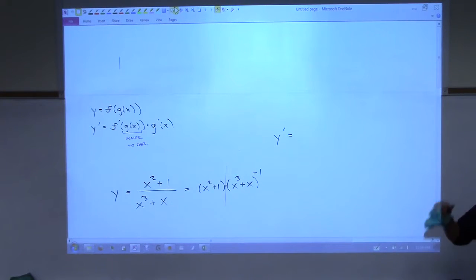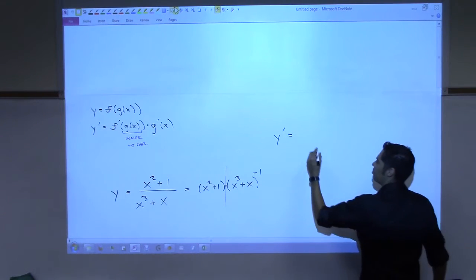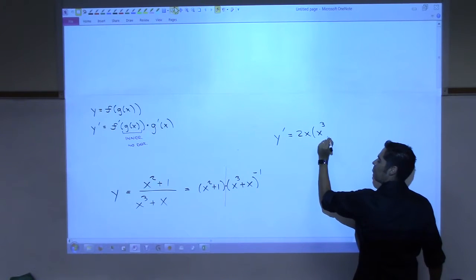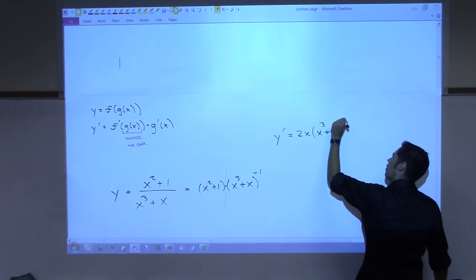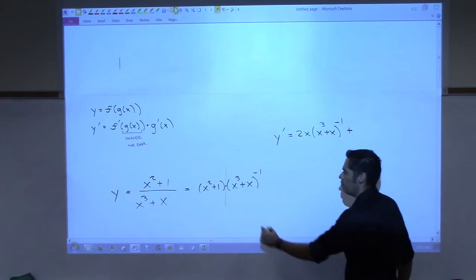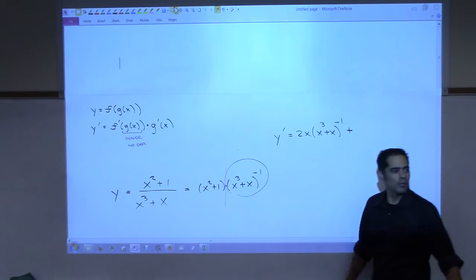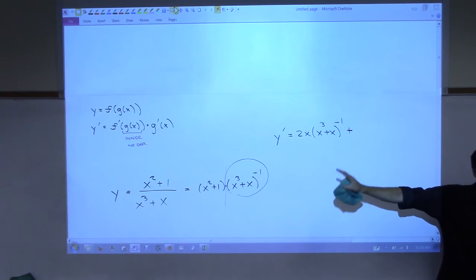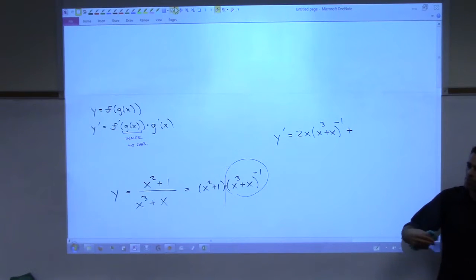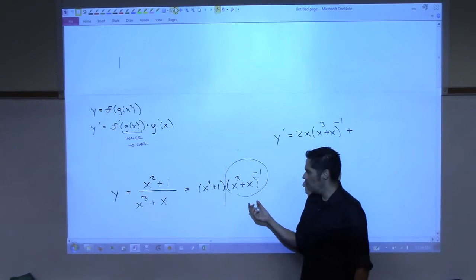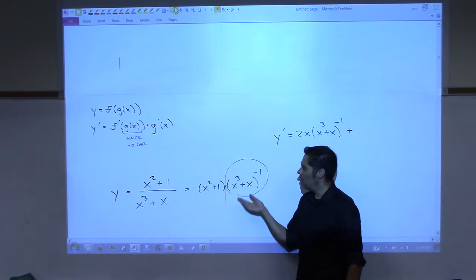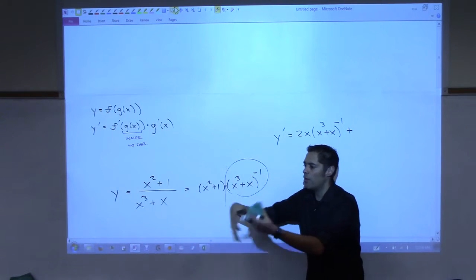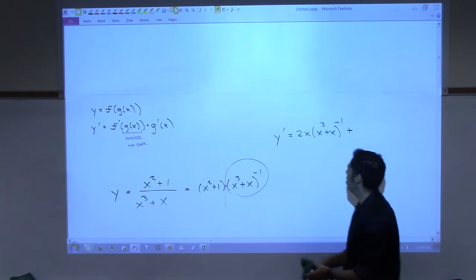So what's the derivative of the first one? 2x, that's straightforward, times the second one. Plus, now the derivative of the second one. Now you have to do a chain rule. So you have to set that up as its own problem and find its derivative. Figure out what f is, what g is. Understand? What's the inner function here? X cubed plus 1. Outer function? X to the negative 1. So you do all that stuff, get your answer, and then you'd stick that right here.